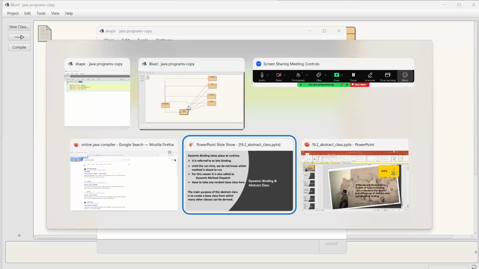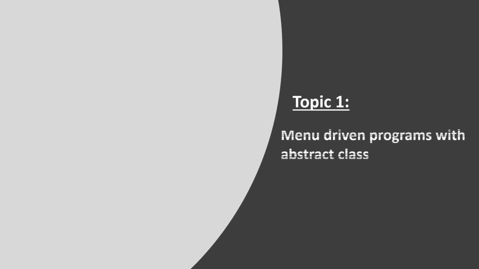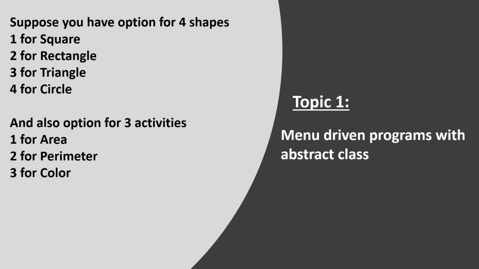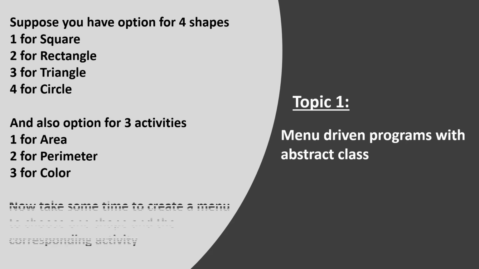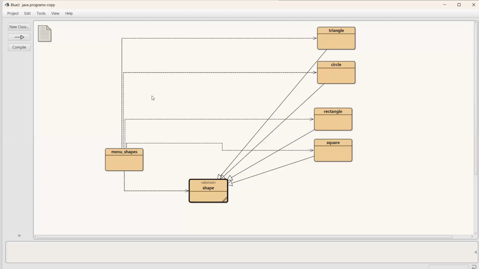So if I go to the slide, it is also written here. The main purpose of the abstract class is to create a base class from which other classes can be derived. So that's all. Now if I go through the topics one by one, if they ask to create a menu driven program, the same menu with abstract class, we can do that. We have already done that actually here.